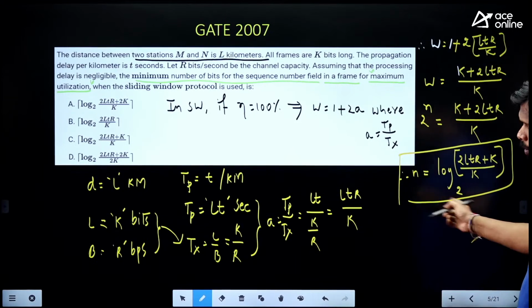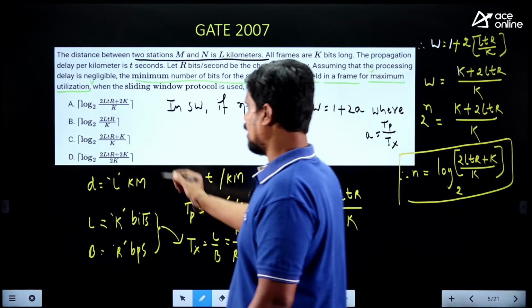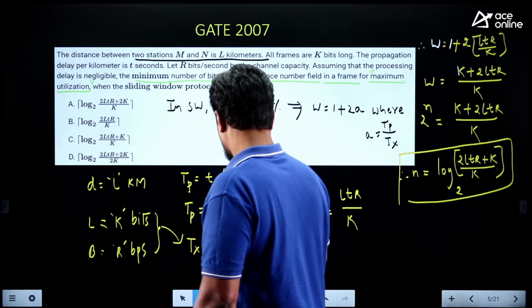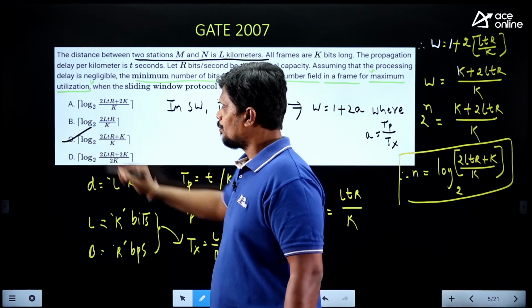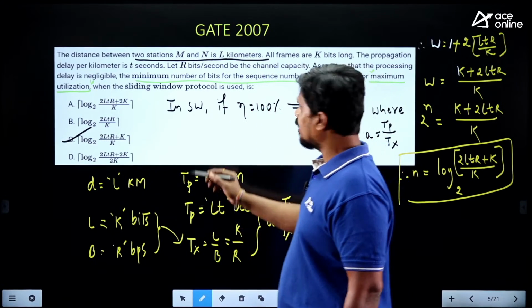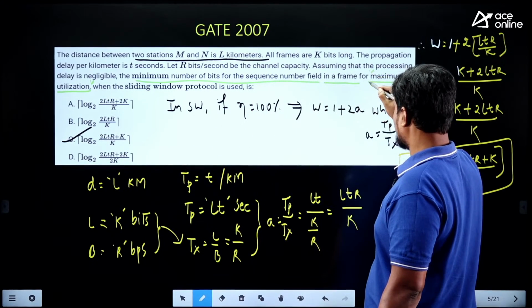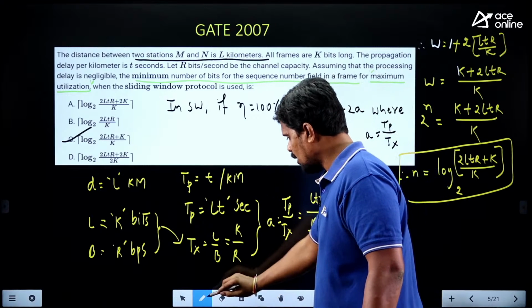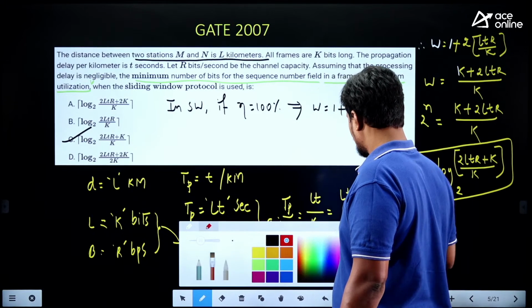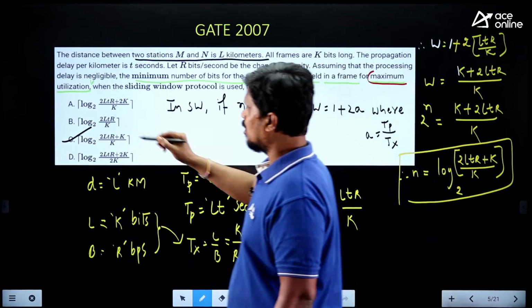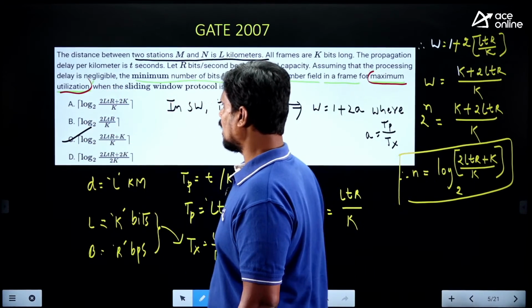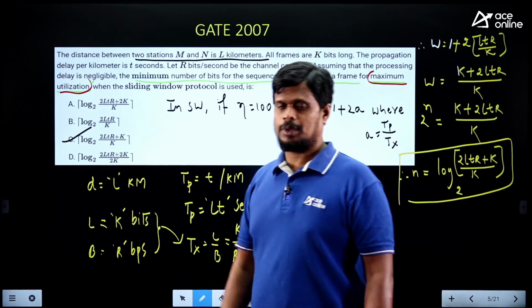Right? So this matches your option C, 2 LTR plus K by K. So option C is the answer for this question. If the question does not give this particular line about maximum utilization, then you can get the answer as option B.